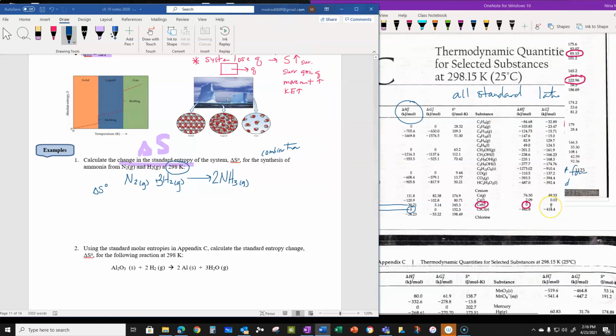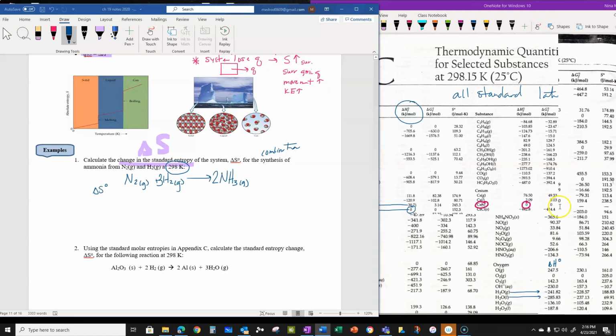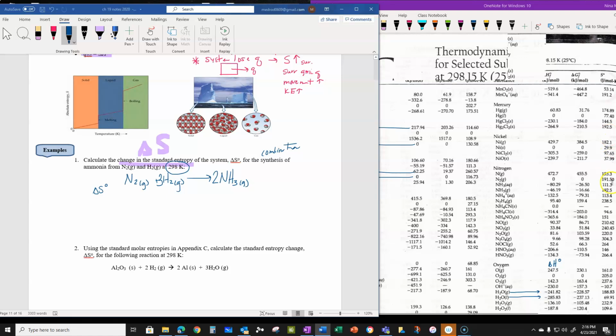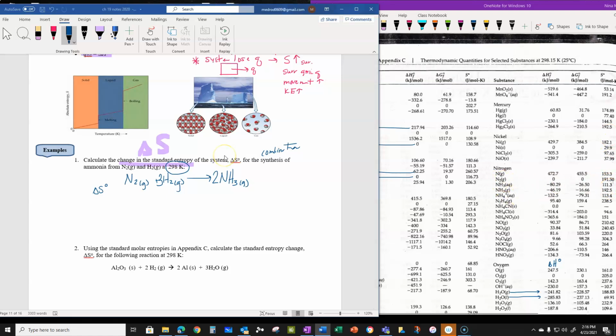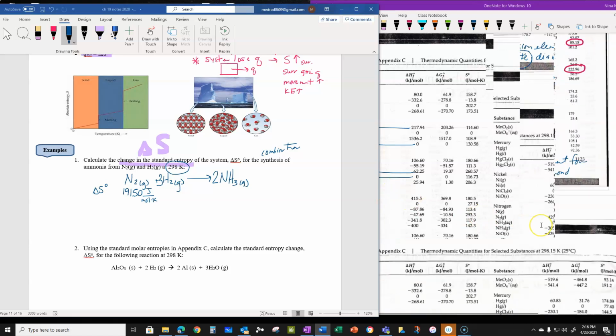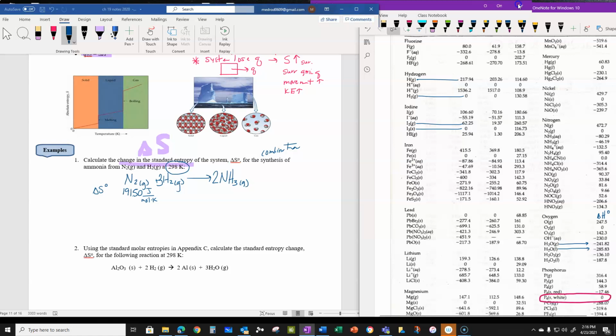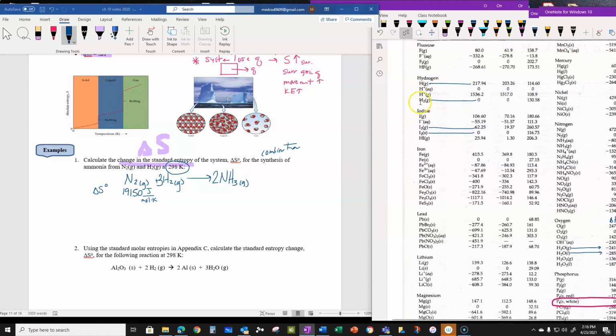Okay, so we have N2, so we need to find nitrogen, and N2 as a gas right there. Remember, this last column right here is the entropies. So that is 191.5 J/mol K. Lily, make sure you're watching my numbers. And for hydrogen, hydrogen's back up here, I believe. Where'd hydrogen go? Oh, there he is, right there.